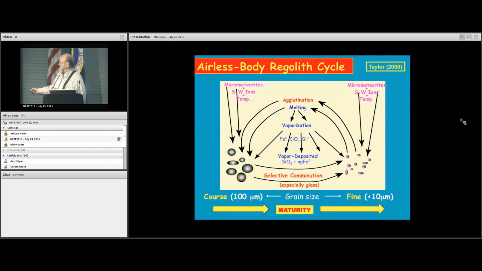That's what Lindsay Keller and Dave McKay contributed. So we have this process going on, and now the fine stuff, especially glass, gets broken off into the fine particles. The fine particles of lunar soil contain much more nanophase iron than the coarser particles, because all that little glass, that little fine coating on all those little grains, is getting broken off and collected into the fine dust.